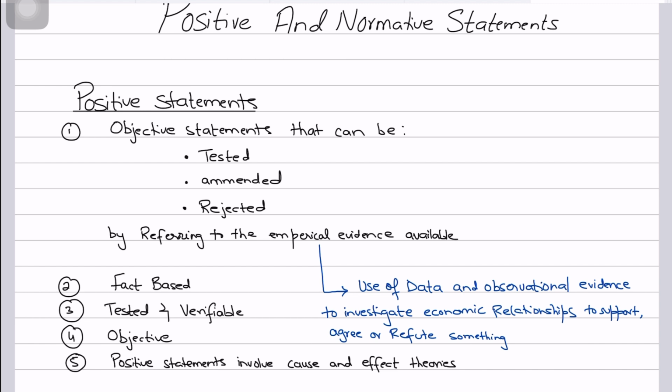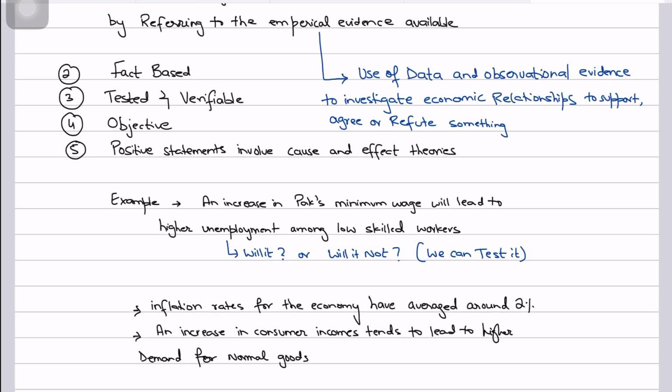Another way to explain positive statements is by saying that they are objective statements. We all know what objective means. On the other hand, when we study normative statements, we'll say that they are subjective. They involve a value judgment. So positive statements are objective statements, and you can say that positive statements involve cause and effect theories.